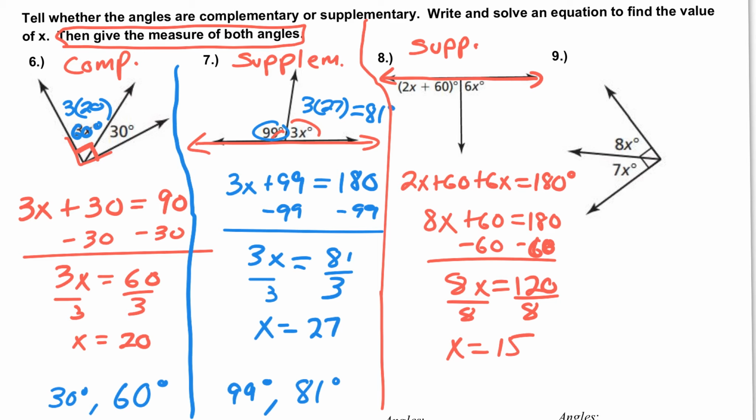Now to find our angle measures, we're going to plug 15 back into both of these expressions. So if we plug 15 into this expression here, it's going to be 2 times 15 plus 60, which is 30 plus 60, which is equal to 90. So that angle there is 90 degrees. If we plug 15 back into this angle, it's going to be 6 times 15. So 6 times 15 also gives us 90 degrees. So both of those angles are 90 degrees. And that makes sense because they have to add up to 180 because they're supplementary.